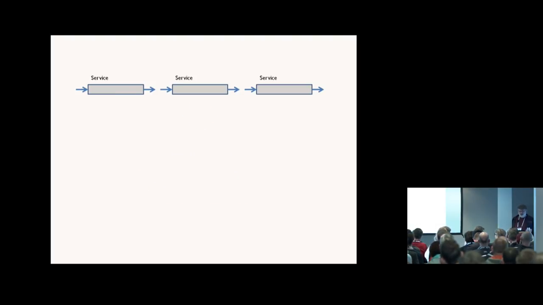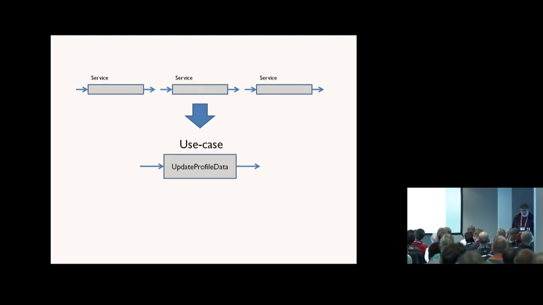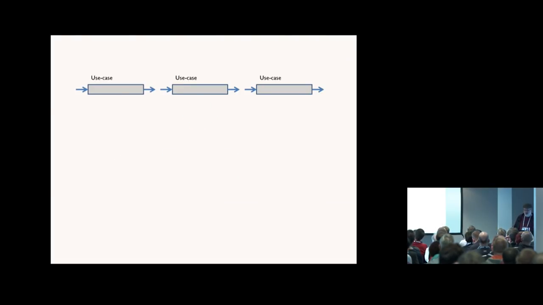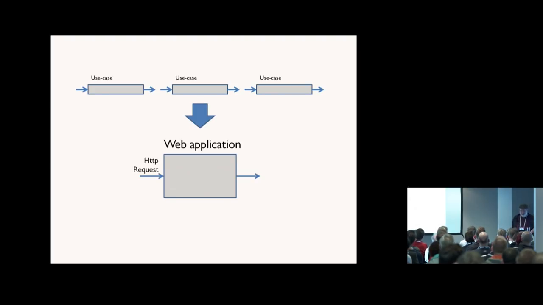Okay, so we've got these services. We glue those together into a use case or a scenario, workflow, whatever you want to call it. In this case, updating some customer data. So you've got an input, which is a request. You've got an output. And these are all the use cases. And then you take these use cases and you compose them into a web application. The web application has a request as an input and a response as an output. And inside the web application, there's a dispatcher, a router, a controller, whatever you want to call it, that decides which one of these use cases to call based on the request. All right? Composition all the way up.